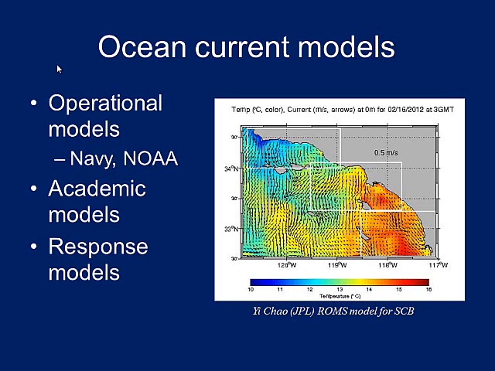The other category is academic models. So a lot of universities will run models. For the most part, academic models are designed to try to understand something about the science of oceanography rather than to provide an operational forecast. They're trying to say, what is the impact of the Mississippi River's freshwater inflow on the circulation in this area? And they're trying to answer that question, and they use a model to do that.